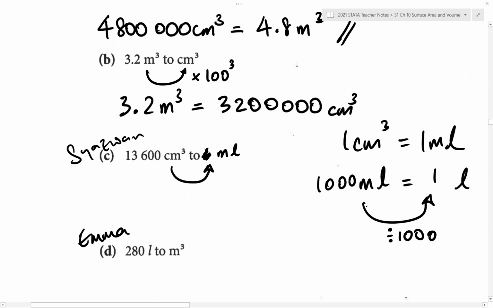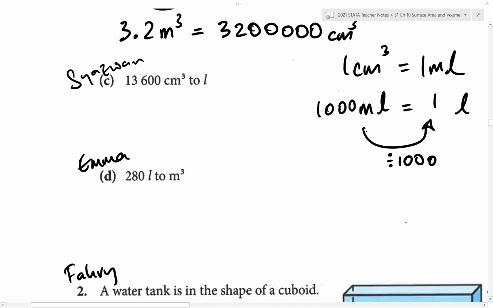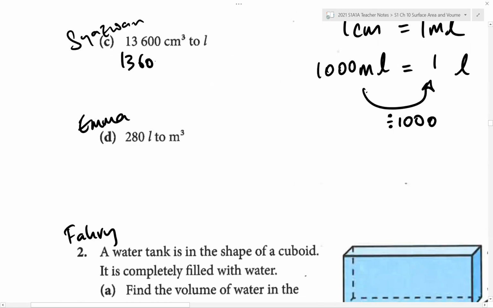So the first step is to ensure that we know 13600 cm cube is the same as 13600 ml. The units change, but they actually refer to the same amount of water. So cm cube to ml is the easiest conversion you can ever have, because the number doesn't change. ml to cm cube is the easiest one because the number doesn't change. Just change the units only.